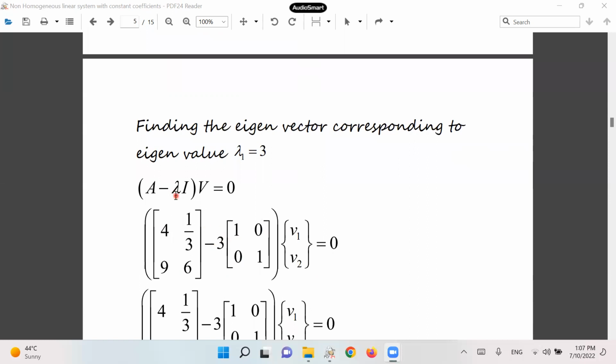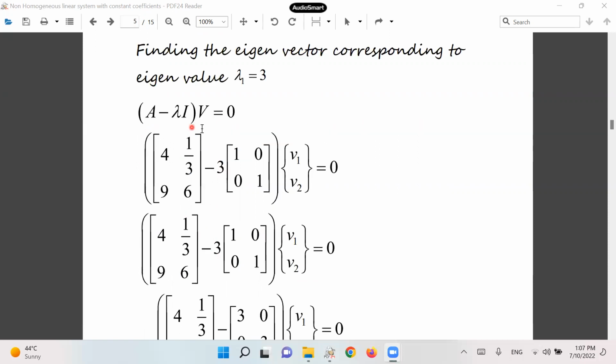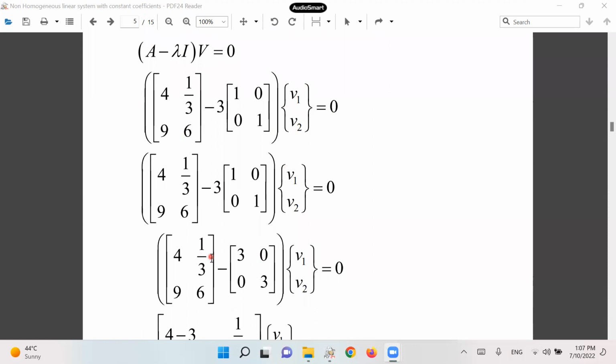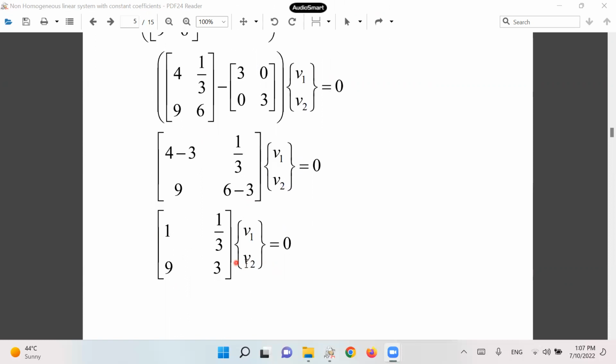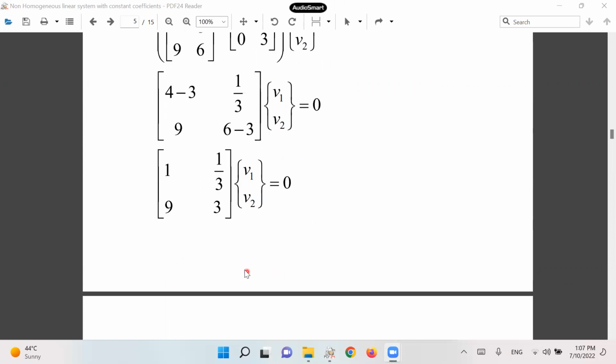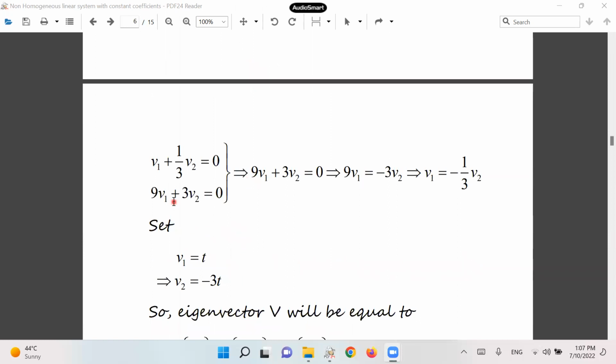In order to find that, we put λ1 = 3 in (A - λI) multiplied by the vector v. When we subtract, we get 4 - 3 = 1, and 1/3 - 0 = 1/3, 9 - 0 = 9, 6 - 3 = 3, and multiply them with the vector v1 and v2. We get the required equations v1 + (1/3)v2 = 0, and 9v1 + 3v2 = 0.